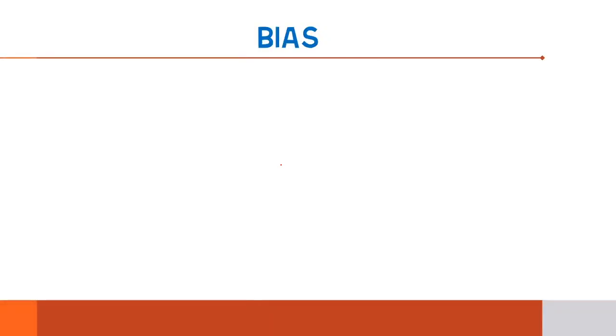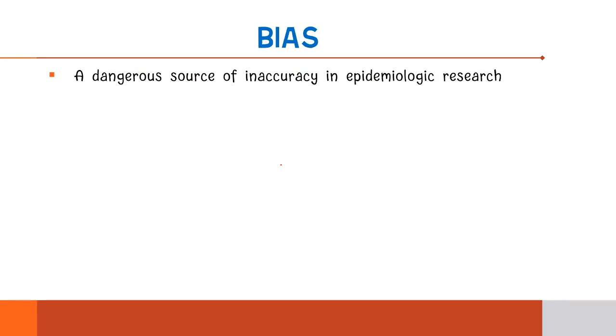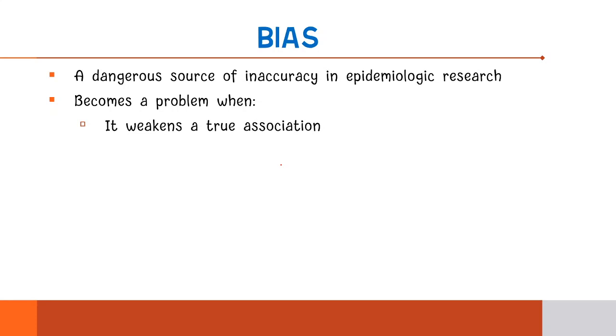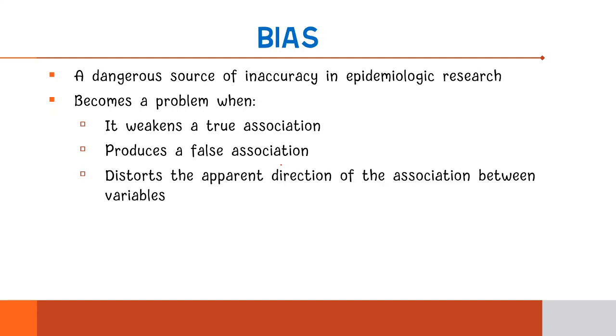Bias is actually also known as differential error, which is a dangerous source of inaccuracy in epidemiologic research. Bias becomes a problem when it weakens a true association, produces a false association, or distorts the apparent direction of the association between variables. In terms of bias, it produces findings consistently distorted in one direction in your graph or in your research as a result of non-random factors.